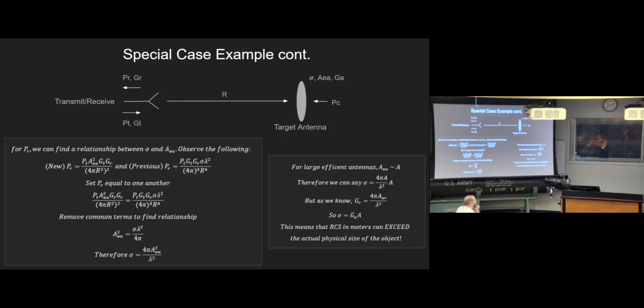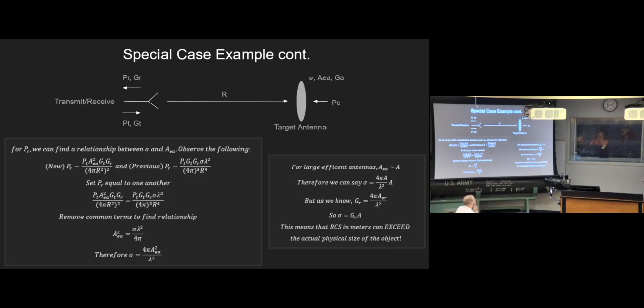What are we left with? Well, PT and PT cancel. GT, GR, 4 pi, 4 pi, all that stuff cancel, cancel, cancel, except for one of them, because this is 4 pi squared, that's 4 pi cubed. R's cancel out. R to the fourth, gone. What are we left with? On this side, we're left with area squared. On the other side, we're left with radar cross-section times wavelength squared over 4 pi.